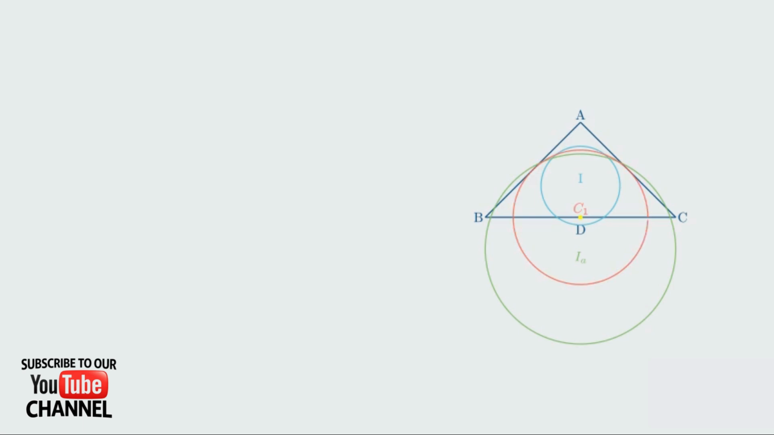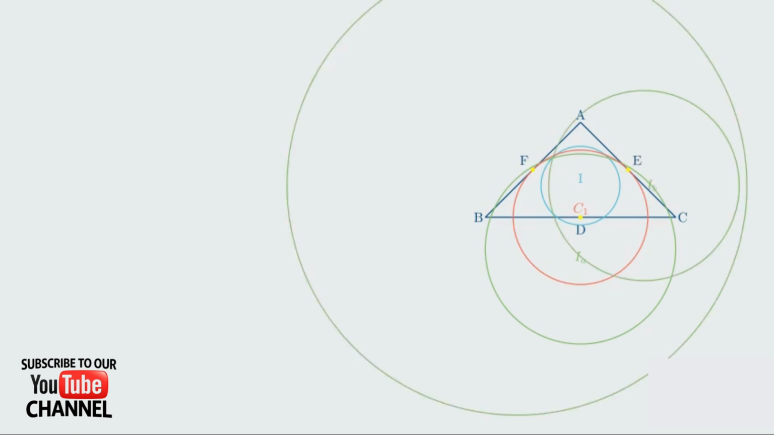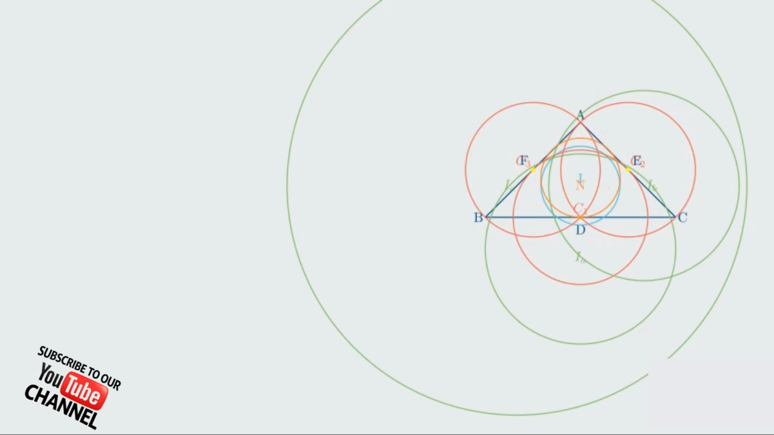This circle has a special property. It turns out that C1 is tangent to both the incircle I and the excircle I sub A. We can similarly construct a circle C2, centered at E, tangent to I and I sub B, and a circle C3, centered at F, tangent to I and I sub C. Now, here's the magic. These circles C1, C2, and C3 are not just arbitrary circles. They are tangent to the 9-point circle. Specifically, C1 is tangent to the 9-point circle at point D. C2 is tangent to the 9-point circle at E. And C3 is tangent to the 9-point circle at F.